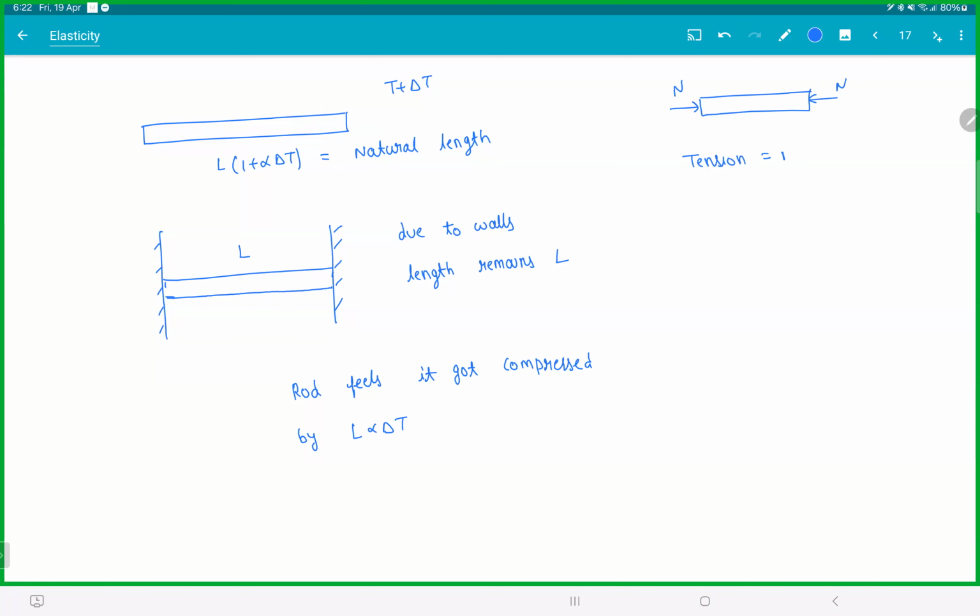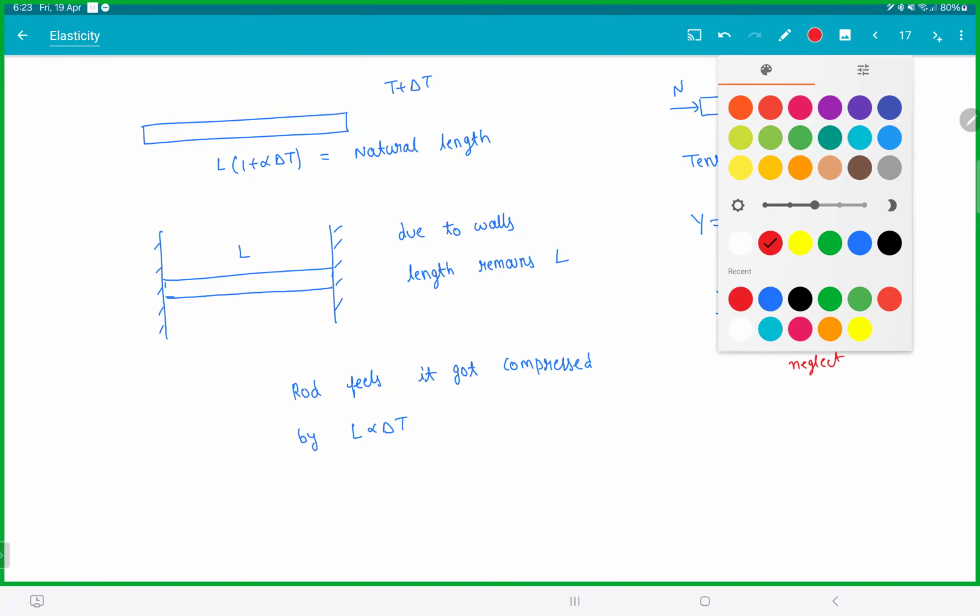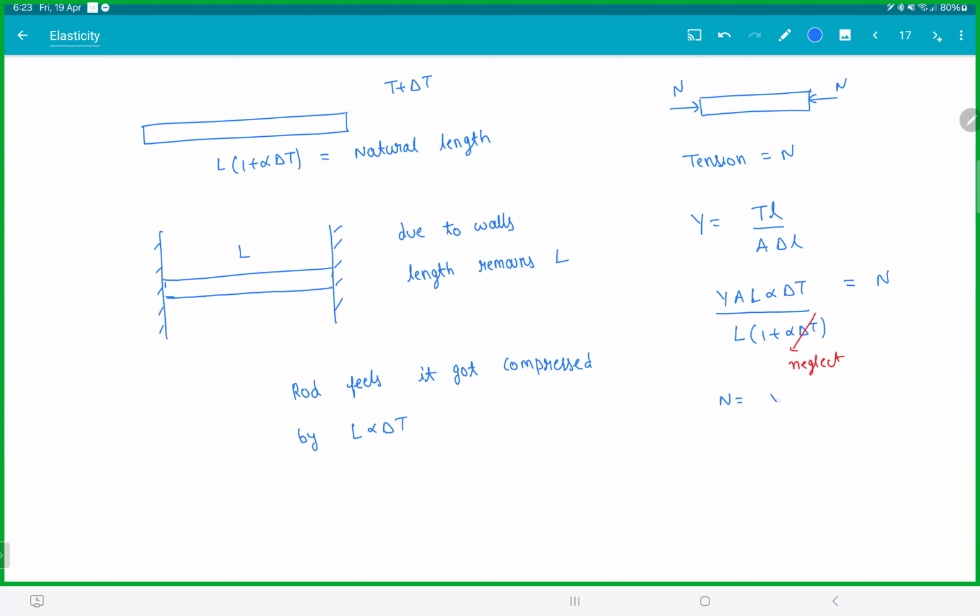Tension is not zero. Then use the formula: Young's modulus is equal to tension times length by A delta L. So Y A delta L by L is L alpha delta T by L. L is the natural length, which is L into 1 plus alpha delta T. This is equal to the normal reaction. Since alpha delta T is very small, we neglect this. Remember, the value of alpha is 10 power minus 5. From there, we get the normal reaction is Y A alpha delta T.